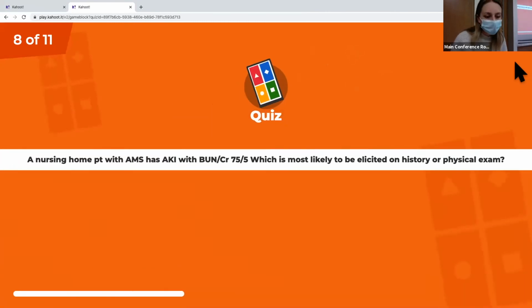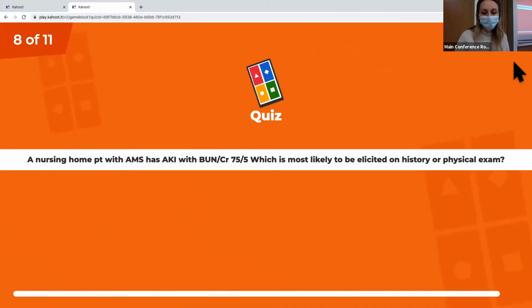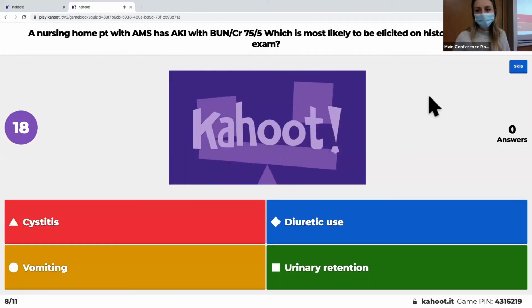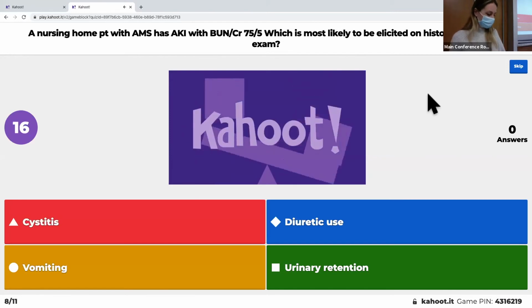A nursing home patient with AMS has AKI with BUN creatinine of 75 to 5. Which is most likely to be elicited on history or physical exam?